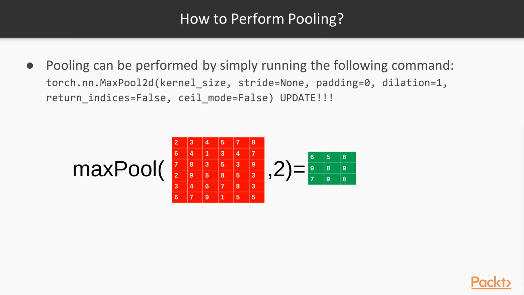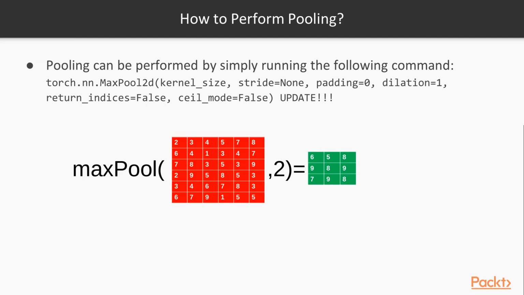So how do you perform pooling in PyTorch? Well, you can use the functional API and then just do max underscore pool 2D, tensor, stride. Exactly, just like that. And I can quickly show you how it works.